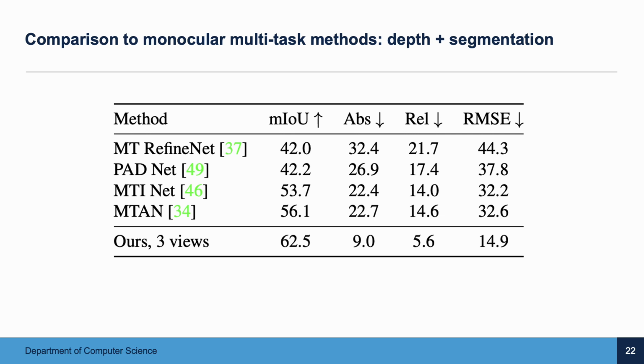We compare our multitask model to monocular multitask methods for joint depth prediction and semantic segmentation. Here, we only use 3 views, but see a dramatic difference in the depth prediction in the last 3 columns, and a good segmentation improvement as measured by the mean intersection over union in the first column.